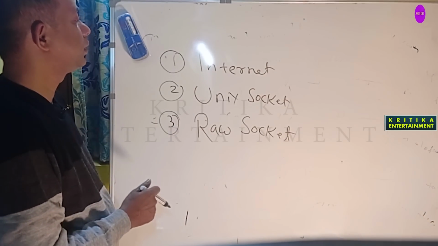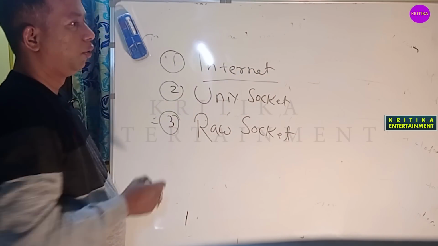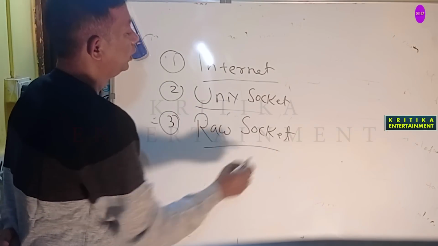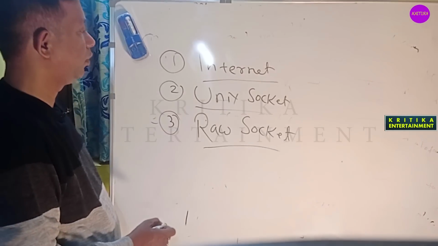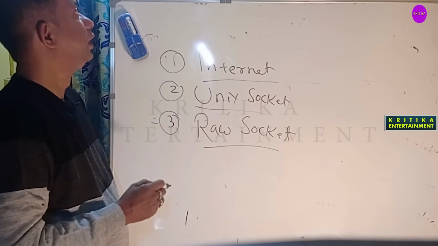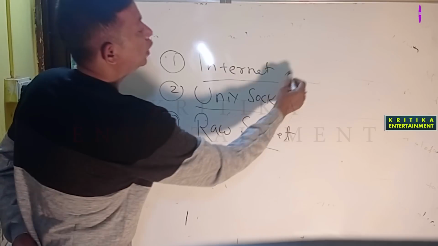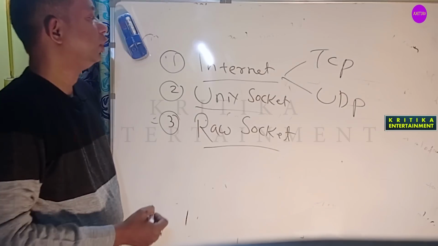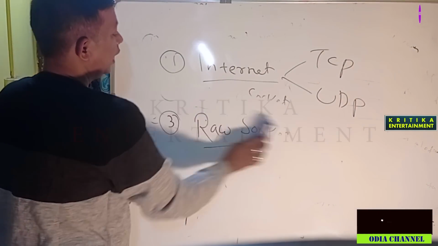We will discuss the internet socket. We will not discuss the Unix socket and raw socket, as these are not in your syllabus. We will only work with the internet socket. Internet sockets are of two types: first is TCP, second is UDP. So today we will start with the internet socket.